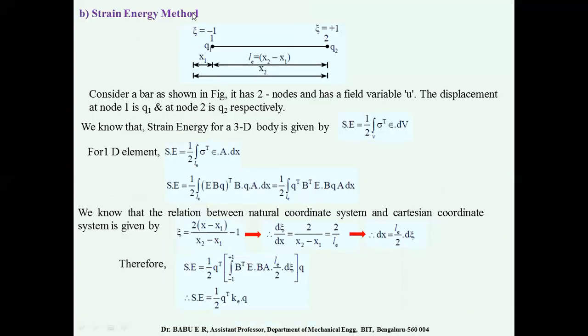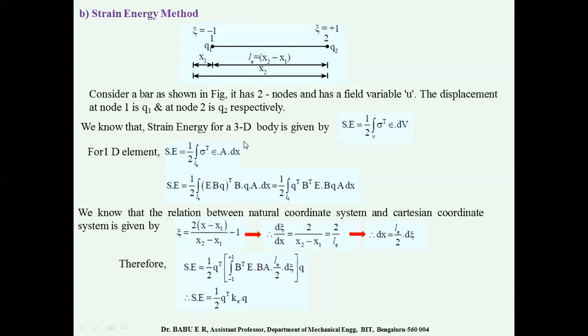Now let us start with one more method, the strain energy method. Consider again the bar element having two nodes. Let the displacement at node 1 be Q1 and the displacement at node 2 be Q2. It is represented in both Cartesian coordinates as well as the natural coordinate system. Let node 1 be located at a distance x1 from the origin and node 2 at a distance x2 from the origin. In the natural coordinate system, the value of zeta at node 1 is minus 1 and at node 2 is plus 1.